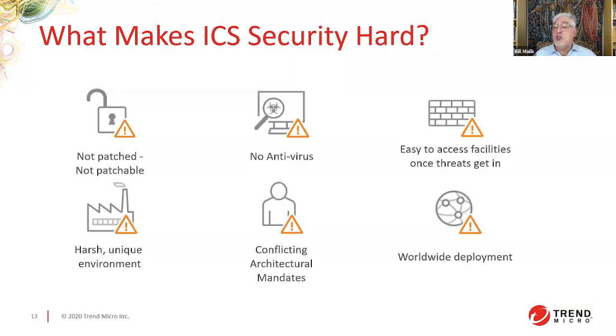So why is it so hard to secure ICS? Some of the systems can't be patched. You modify the software on a hospital bed, and you've just lost your FDA certification. You can't use that bed anymore. There is no antivirus. We don't have the spare cycles on PLCs to run scans or to store patterns.